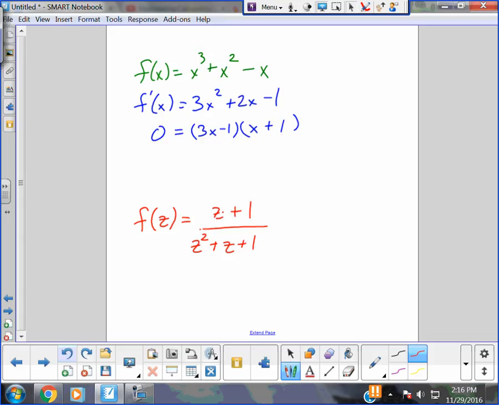All right, so what do I got here? I have two critical points. I have a critical point that happens at x equals a third, and I have a critical point of x equals negative 1.